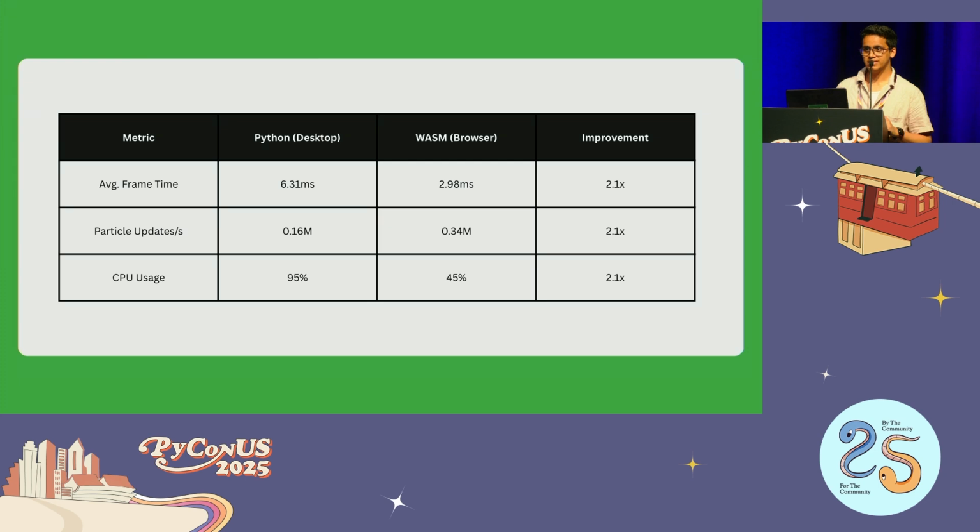When you run the same simulation in a Python desktop version of Pygame, it took 6.3 microseconds for the average frame time. And when it was run on the browser using WebAssembly, it reduced by half. Same thing happened with the particle update speed. It was 0.16, and it literally increased by twice. And the CPU usage, which was 95%, has been reduced to 45% now.